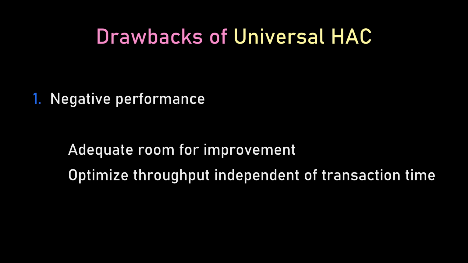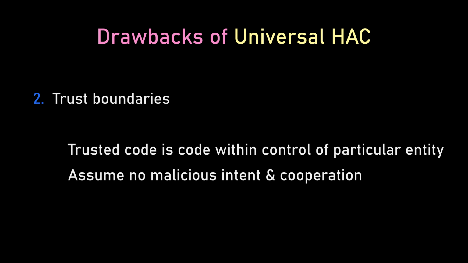As for performance, I believe there is adequate room for improvement in this regard, noting that there is plenty of potential to optimize throughput independent of transaction time. The concept of HAC itself doesn't fundamentally close off room for performance optimizations, and so I don't consider this an inherent flaw. I intend to write a follow-up article at some point focusing on certain aspects of this. Instead, let's expand on the obstacle of trust boundaries as the focus for this video.